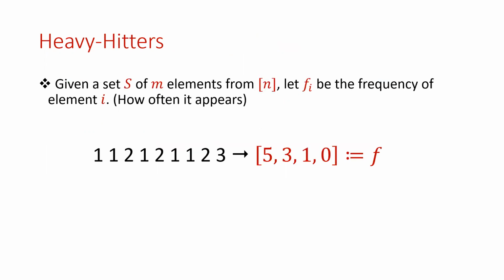So what problems do people consider in the streaming model? One frequently studied problem is the problem of heavy hitters, in which you're given a set S of M elements from the universe of size n, and we let Fi be the frequency of element i, which is how often it appears. Then the stream that appears in the middle of the screen induces the frequency vector 5, 3, 1, 0. And for example, F1 is equal to 5 because 1 appears 5 times in the stream.